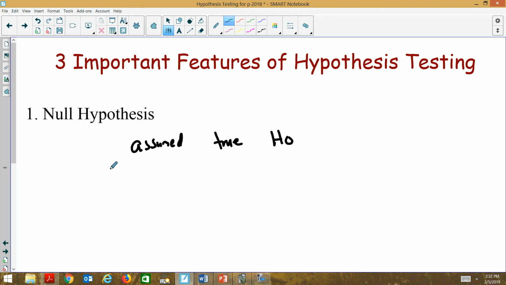The idea is that we are going to compare our sample data to the null hypothesis. One of two things has to occur. Either the sample could exist in the world in which the null hypothesis is true, or the sample does not exist in the world in which the null hypothesis is true.